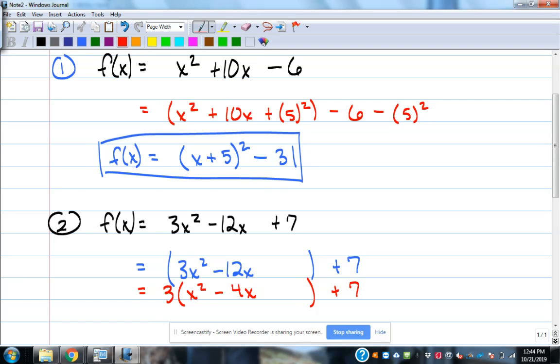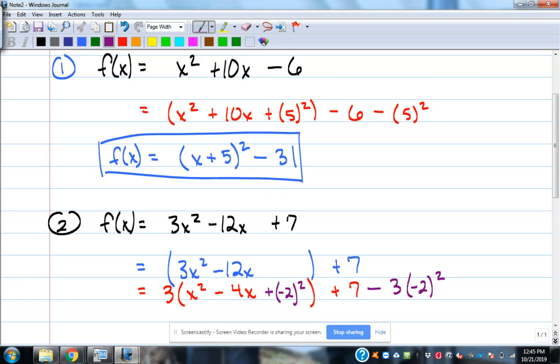Now I'm going to take half a b. What's half a b? -2. So I'm going to add -2 squared. But on the outside, I've got to subtract. But what did I really add over here? I didn't just add -2 squared. I added -2 squared that was inside of parentheses that was multiplied by 3. So I really added 3 times negative 2 squared. So I've got to subtract away 3 times negative 2 squared.